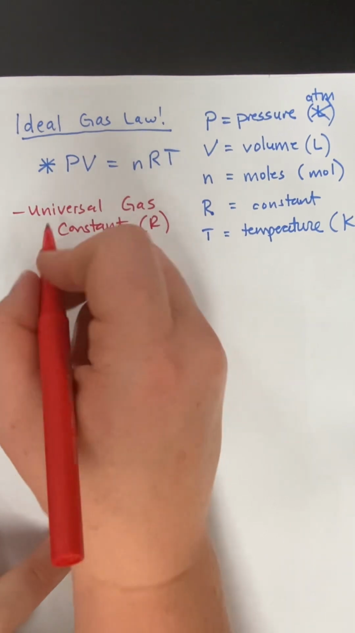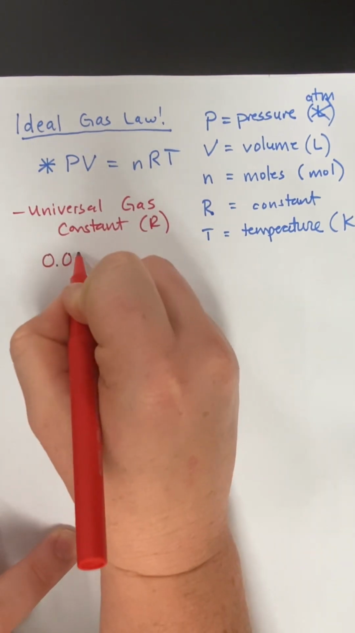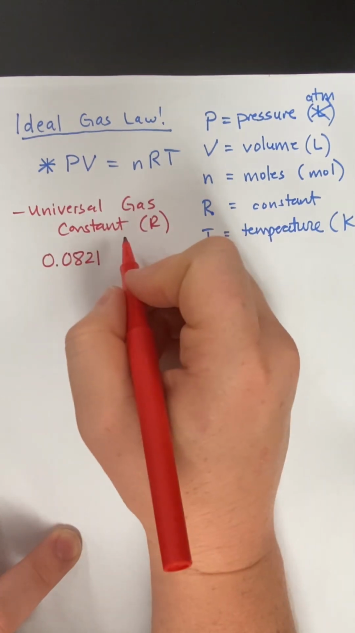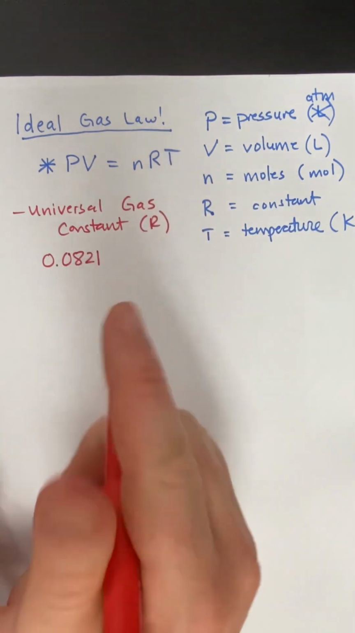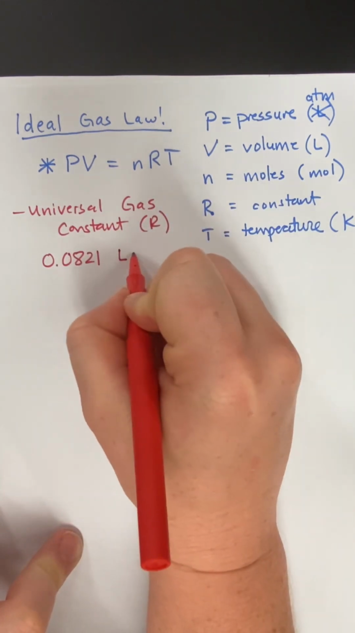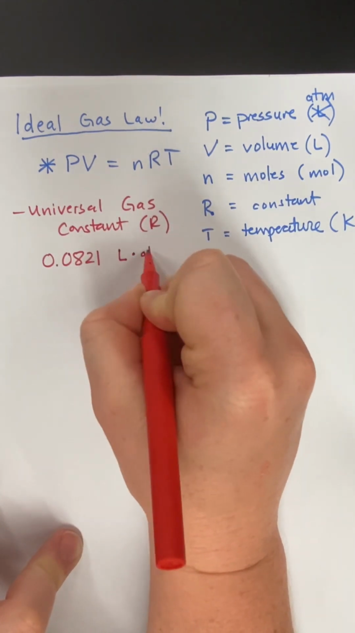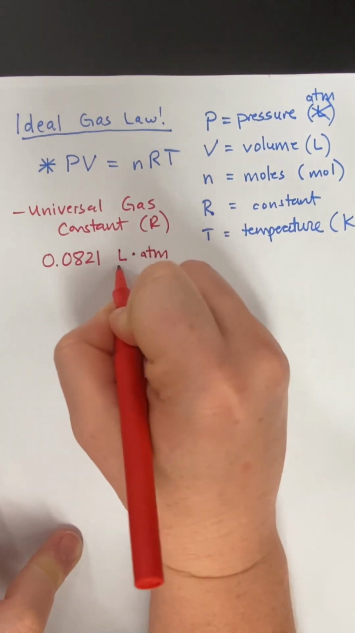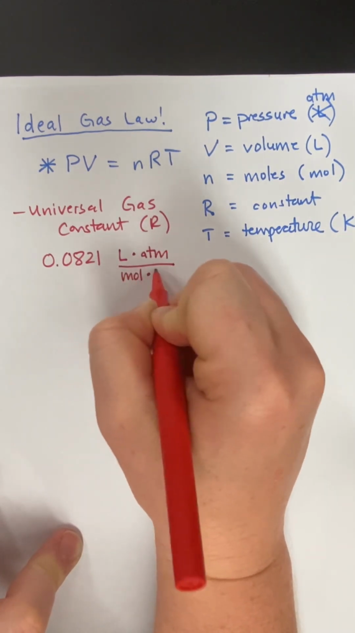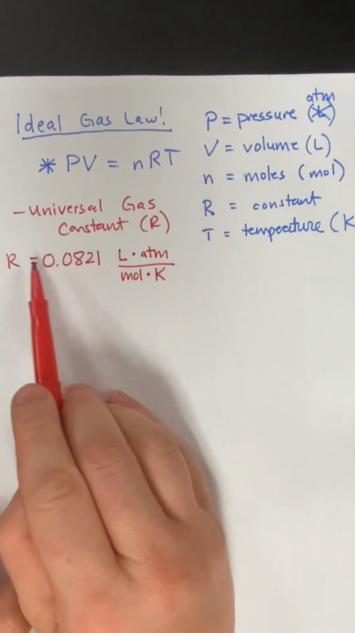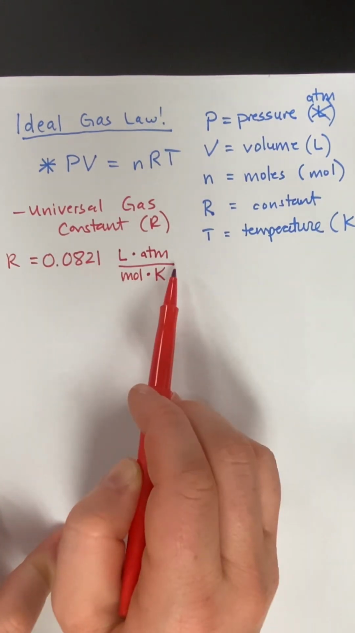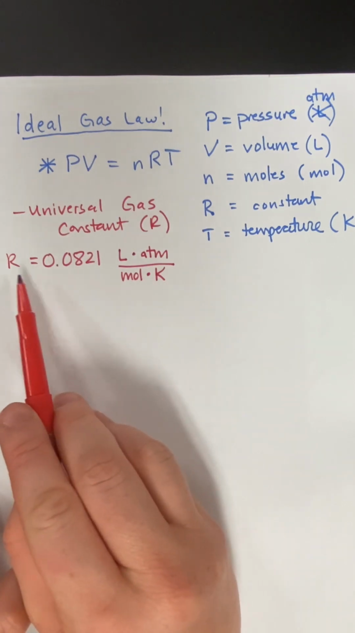Universal gas constant, and I'm going to have a number for this, and I want you to go ahead and memorize this number. The number is 0.0821. I also want you to memorize the units, which are a little weird, but I'm going to explain it. Liters times atmospheres over moles times Kelvin. So R is equal to 0.0821 liters atmospheres per mole Kelvin. Just say it a couple times, okay?